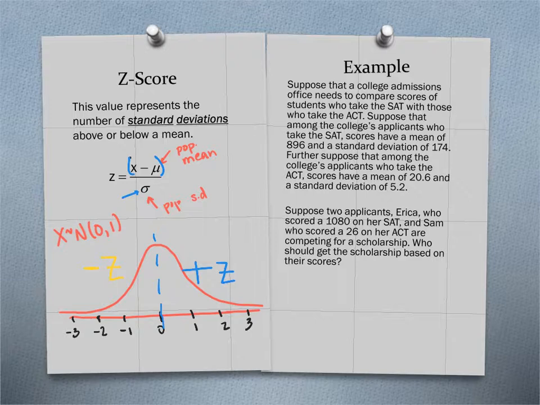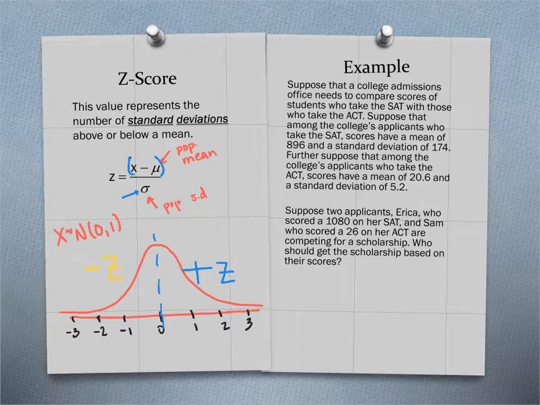So here's how we use a z-score. This example says, suppose that a college admissions office needs to compare scores of students who take the SAT with those who take the ACT. Suppose that among the college's applicants who take the SAT, scores have a mean of 896 and a standard deviation of 174. Further, suppose that among the college applicants who take the ACT, scores have a mean of 20.6 and a standard deviation of 5.2. We're going to assume that both these distributions of scores are normal. Suppose two applicants, Erica, who scored a 1080 on her SAT, and Sam, who scored a 26 on her ACT, are competing for a scholarship. Who should get the scholarship based on their scores?